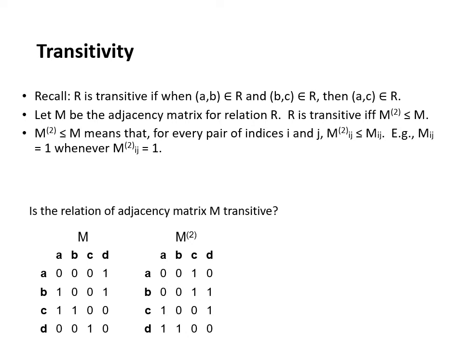So, okay, now the question is: is the relation with adjacency matrix M transitive? Let's see. Each entry in M squared has to be less than or equal to the respective entry in M. So is that true? 0 is less than or equal to 0. Again, 0 is less than or equal to 0. 1 is less than or equal to 0. That's not true. So this relation is not transitive.